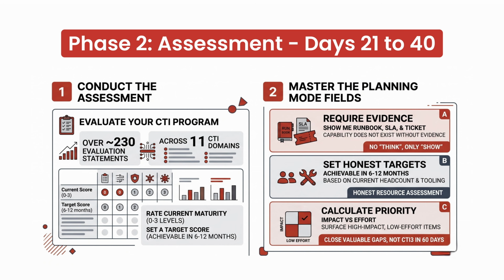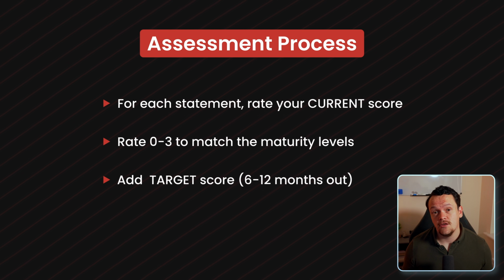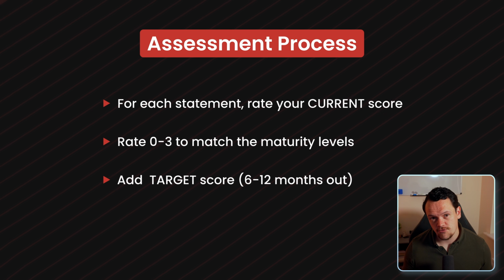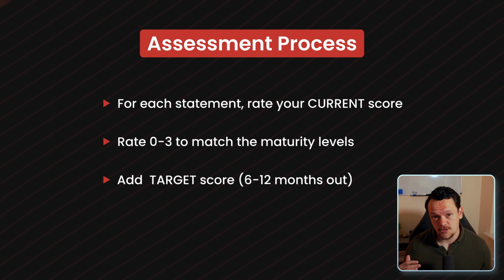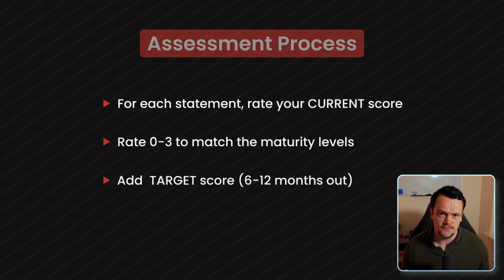Phase 2 is assessment, days 21 to 40. The assessment engine contains approximately 230 evaluation statements distributed across those 11 domains. For each statement, you rate your current score 0 to 3, matching the maturity levels. You also set a target score for the next 6 to 12 months. The model's real power lives in 3 planning mode fields that most teams tend to skip when using the CTI-CMM.